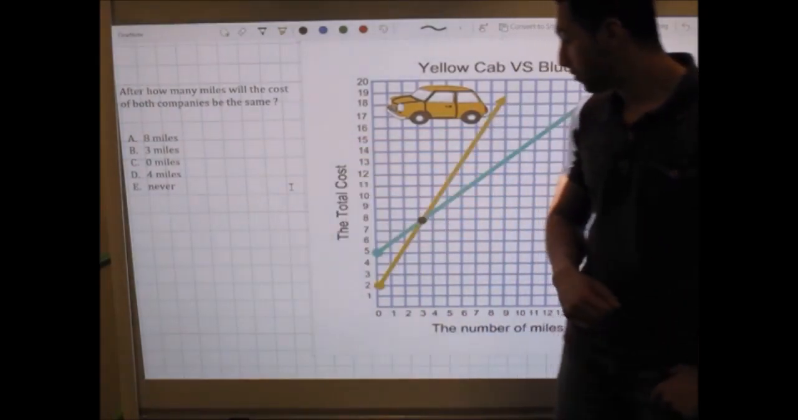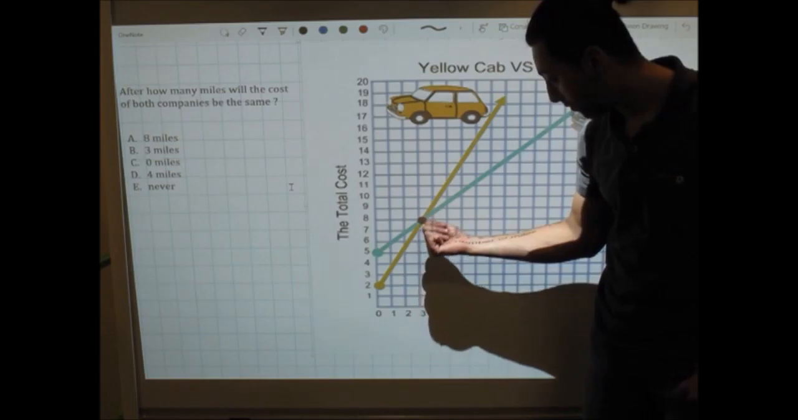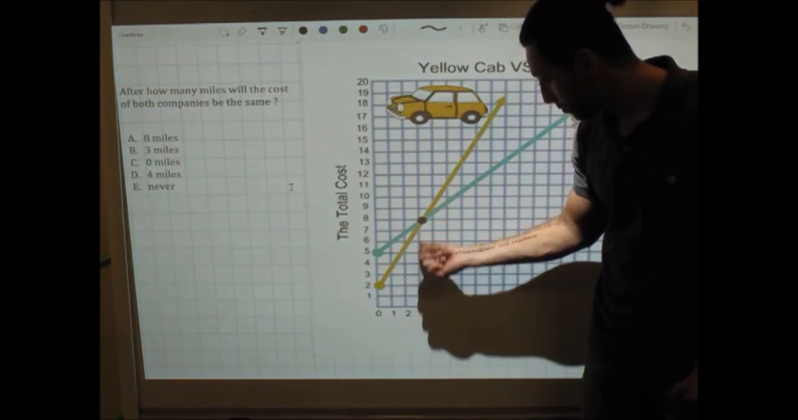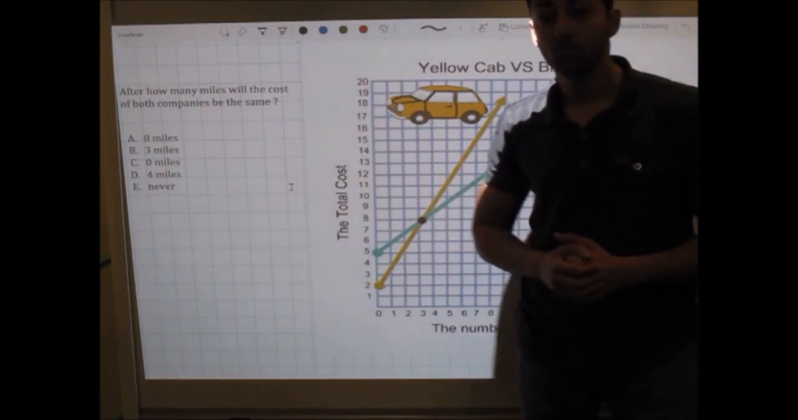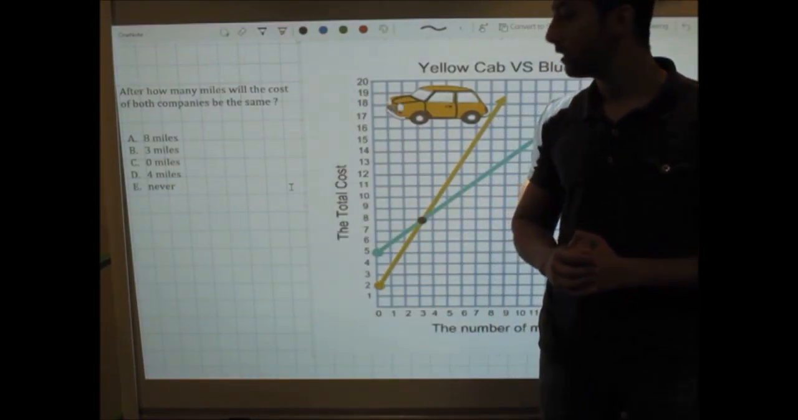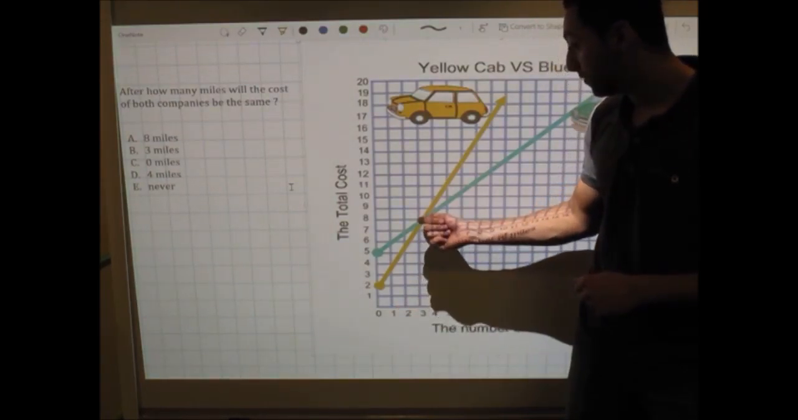Moving on to B, after 3 miles, I see that that's the one. I know it's off a little bit, but after 3 miles, they both have the same cost. So I don't have to look at part A. We concluded that the answer is part B, because after 3 miles, they would both have the same cost.